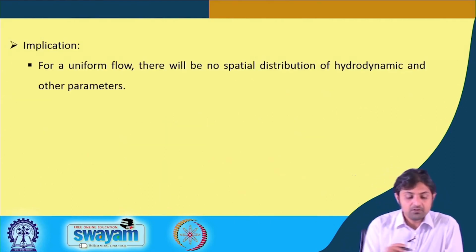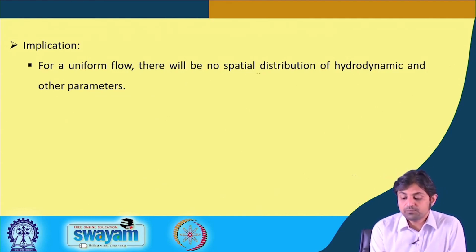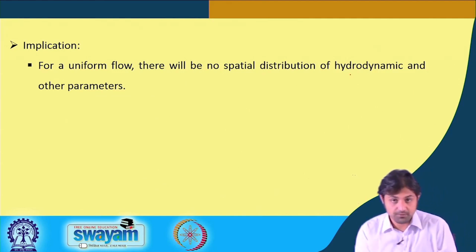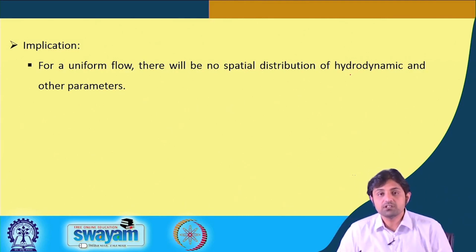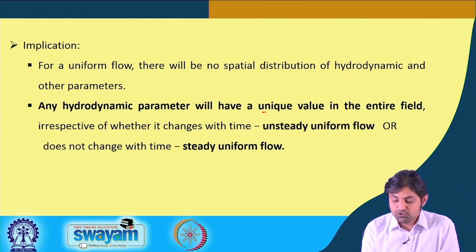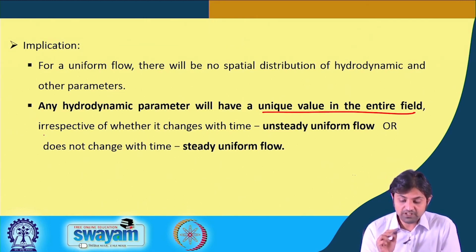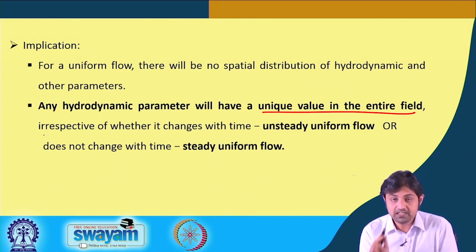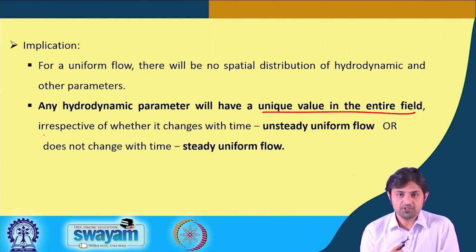Implications: for a uniform flow, there will be no spatial distribution of hydrodynamic and other parameters, as we told, because the parameters really do not depend upon the location. Any hydrodynamic parameter will have a unique value in the entire field, irrespective of whether it changes with time. Therefore, now we have two parameters here, space and time. If something depends upon time, it will be unsteady. If something does not depend upon time, it will be steady, right.